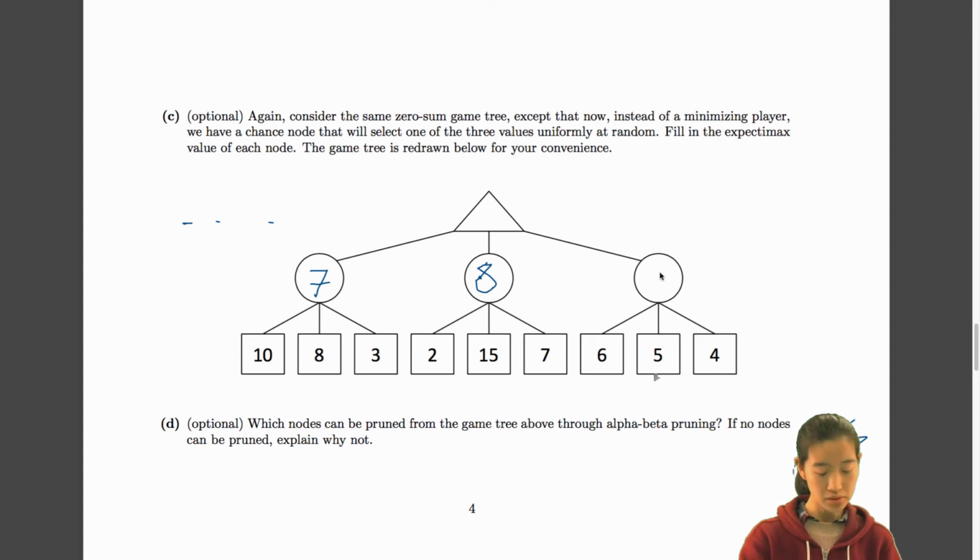And then we go to the rightmost one. The average of these is 5. And then for us, we get to choose the maximum of them. So this is going to be 8. Now the next question is, can we prune any of these?